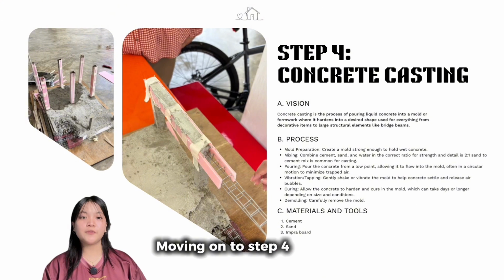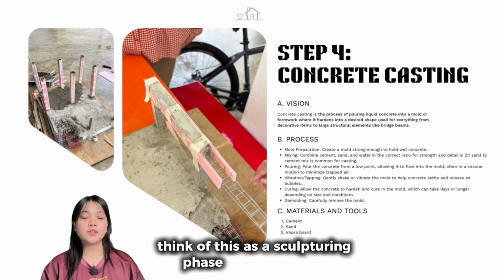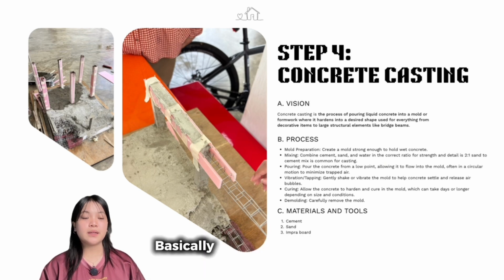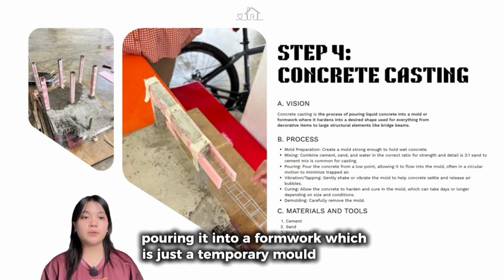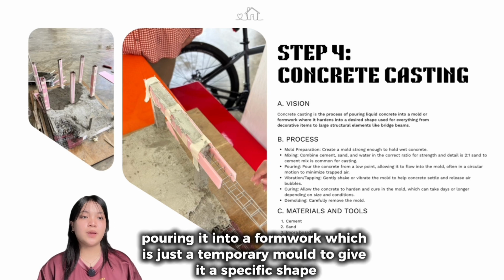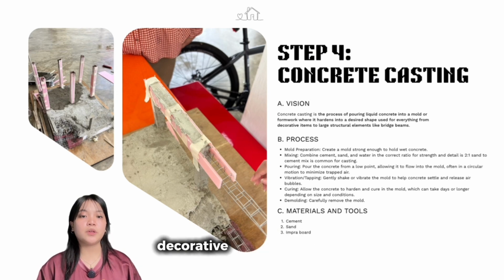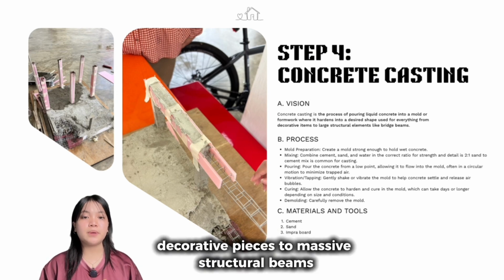Moving on to step 4, concrete casting. Think of this as the sculpting phase of construction. Basically, we are taking liquid concrete and pouring it into a formwork, which is just a temporary mold, to give it a specific shape. This can range from small decorative pieces to massive structural beams.